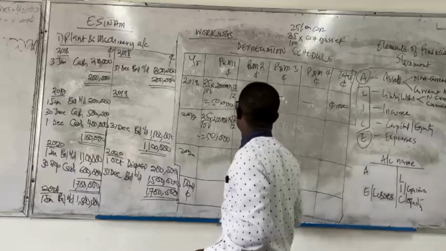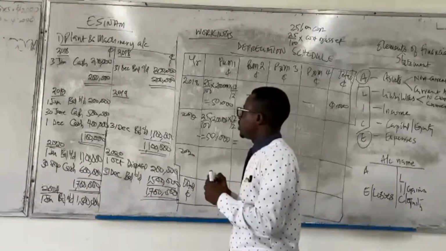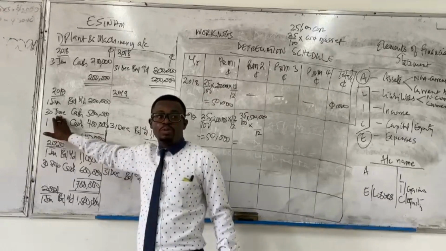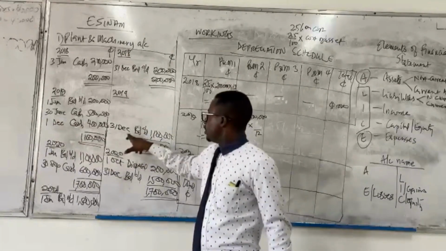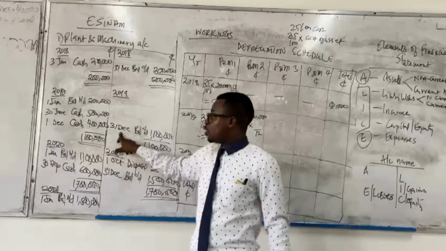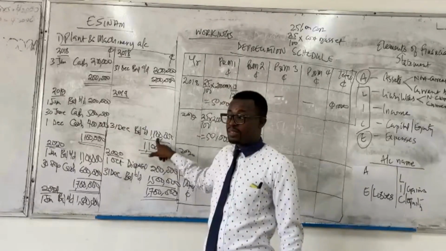500,000 times, out of 12 months, how many months was it used? It was bought on the 30th June. So presumably, when will they start using it? 1st July. So the 31st December. How do we know it's up to the 31st December? Because the cost of that asset is also in the 1.1 million.